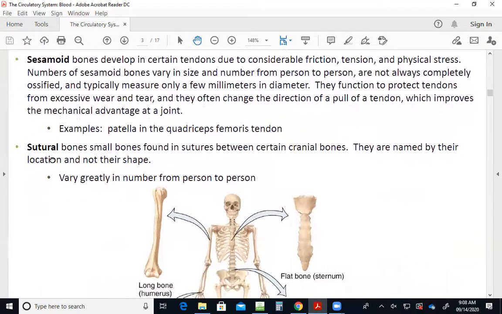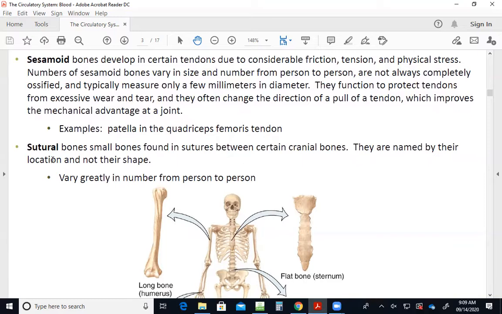Sesamoid bones develop in certain tendons due to considerable friction, tension, and physical stress. These vary in size and number from person to person and are not always completely ossified, typically measuring only a few millimeters in diameter. So that's why when we go back to that first page, it says 206 named bones. We all have more than 206 bones in our body. Okay? Some of them are just so small that we really don't give them a special name or anything like that.